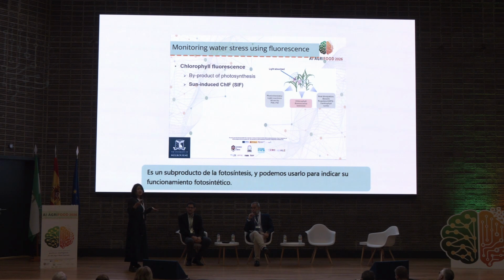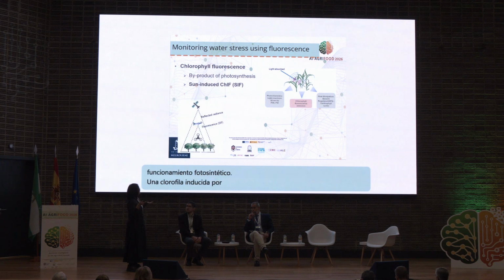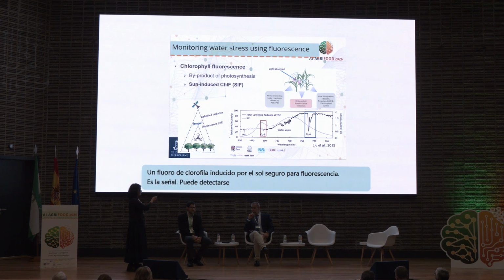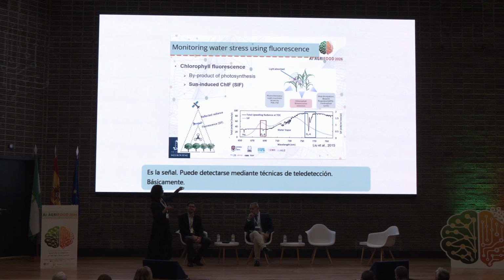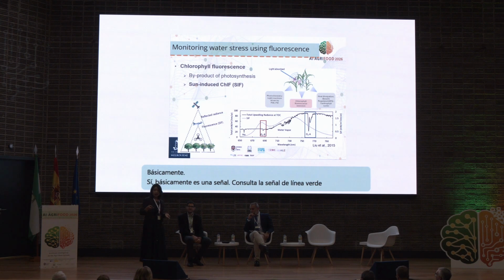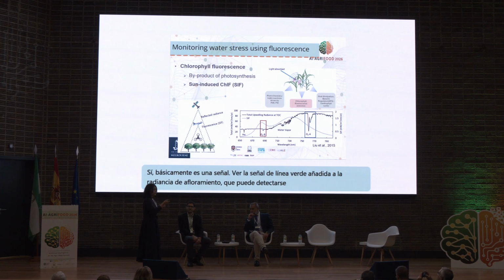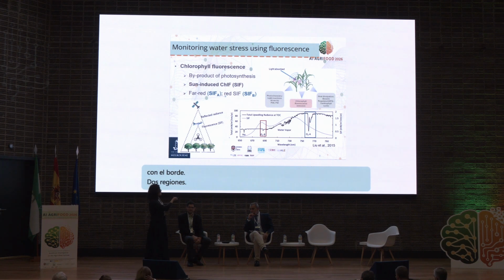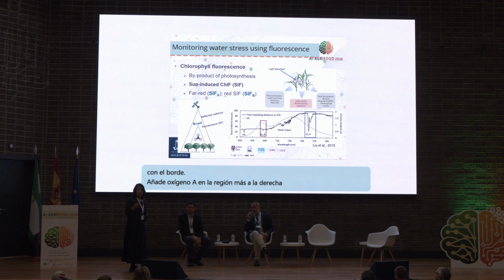Sun-induced chlorophyll fluorescence, SIF, is a signal that can be detected by remote sensing techniques. It's basically a signal, say the green line, added to the upwelling radiance, which can be detected by the sensor. We use SIF at two regions: oxygen A in the far-red region and oxygen B in the red region, to indicate photosynthesis.